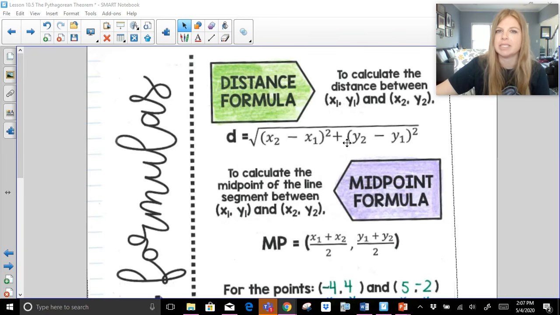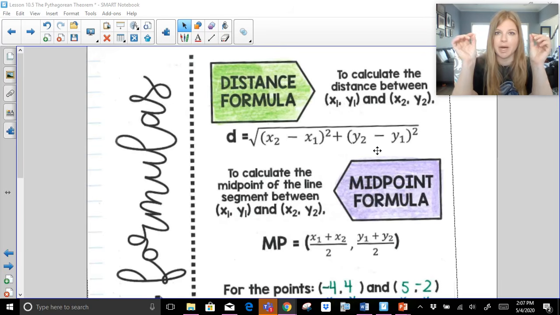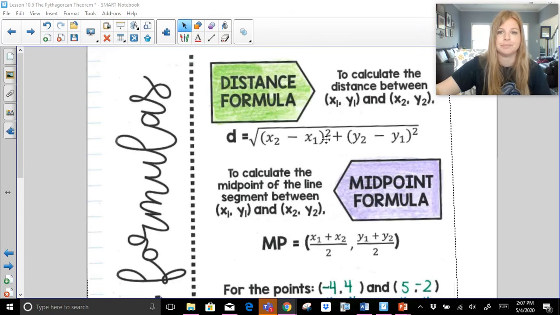But notice what the formula is asking us to do. It's saying subtract the x values from each other, so do x sub 2 minus x sub 1 and then square that answer. Then we need to do y sub 2 minus y sub 1, so we subtract the y values from each other and then square that answer. After we do both subtractions and square them, we add them together. Then we take the square root of that final answer.